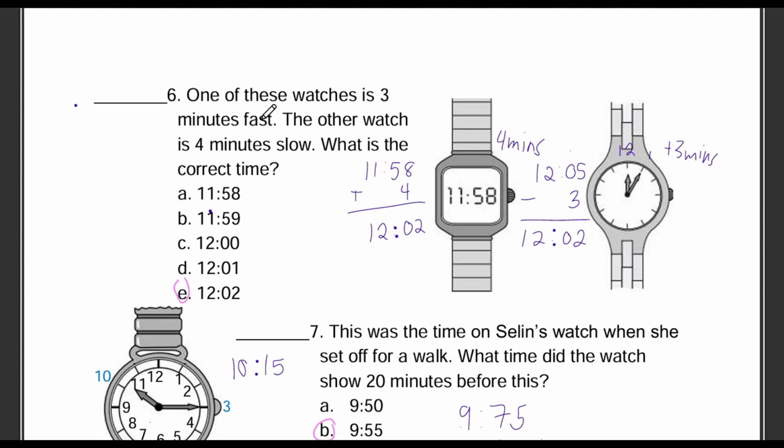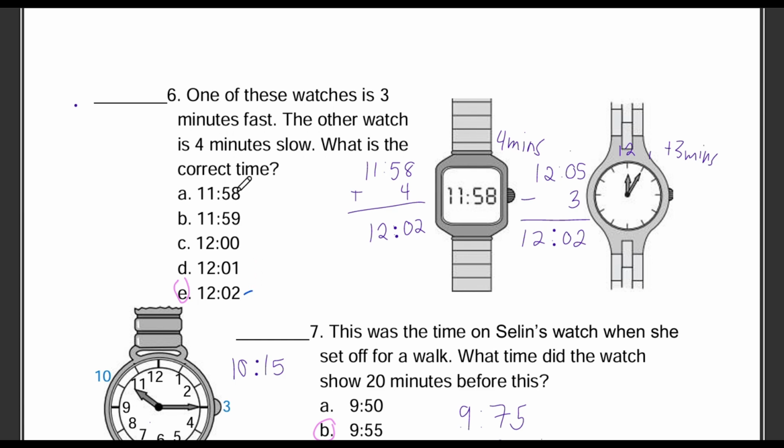Question 6. One of these watches is 3 minutes fast. The other watch is 4 minutes slow. What is the correct time? Options. A. 11:58. B. 11:59. C. 12 o'clock. D. 12:01. E. 12:02. The correct answer is E, 12:02.